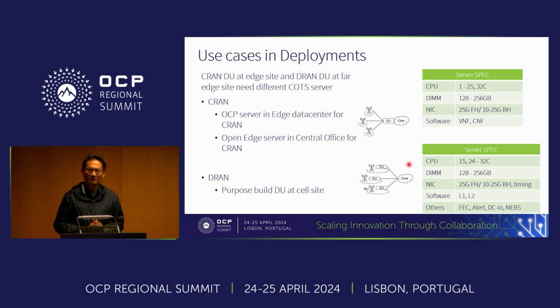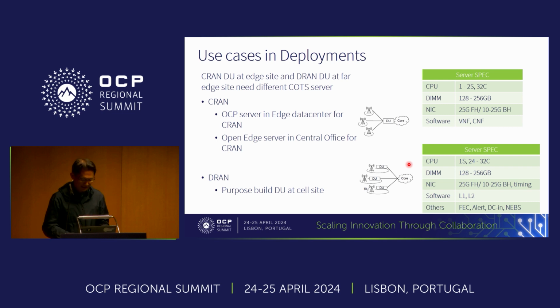While we need to install the DU at the far edge, I would say near the tower, the configuration is actually different. You can see the server itself is much lighter than the server on the cloud. For example, we typically define one socket only. The core count can be a little bit lower, 24 to 32. Memory is probably the same. NIC is also the same, 25G for the front, 10G or 25G for the back. And as a DU, it needs to handle the physical layer just like I mentioned, so it needs layer 1 and layer 2 software on top of it.